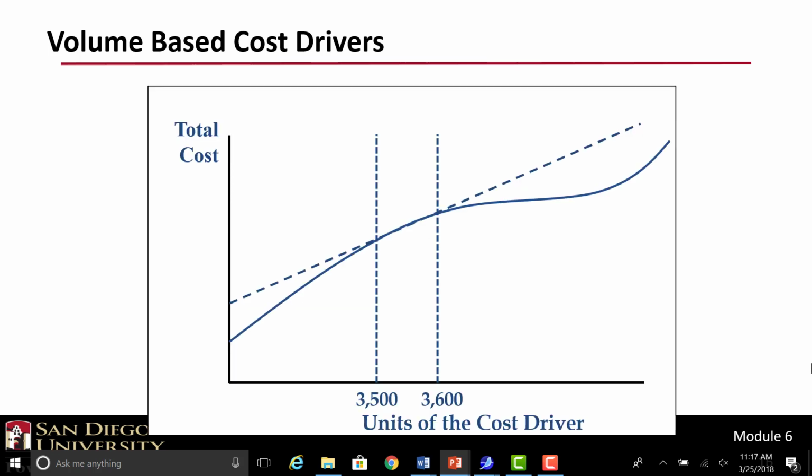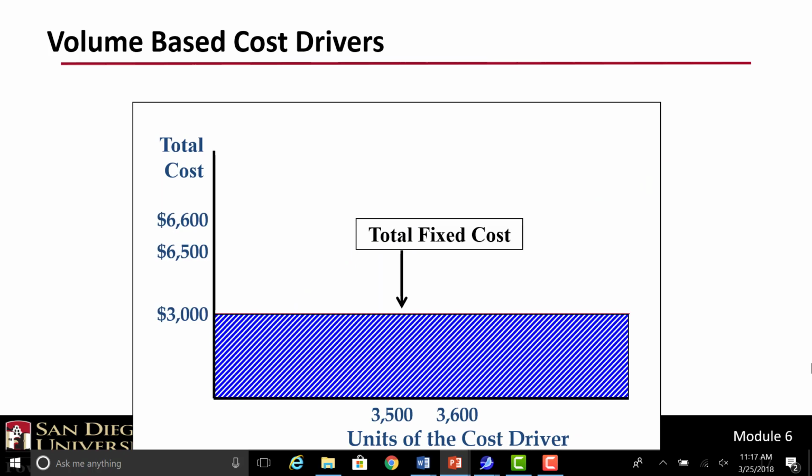Okay, so here is a graphic depiction of what total costs would look like. And you can see how the two lines between 35 and 3600 represent the relevant range. And it's more or less linear within that relevant range. So this is what fixed costs look like, right? So between 35 and 3600, there's actually no change in the cost because it's a fixed cost.